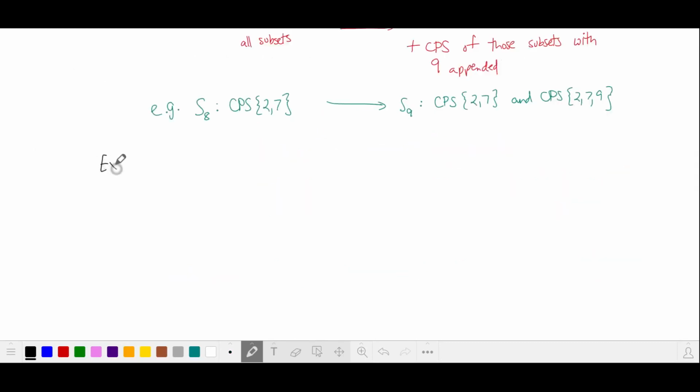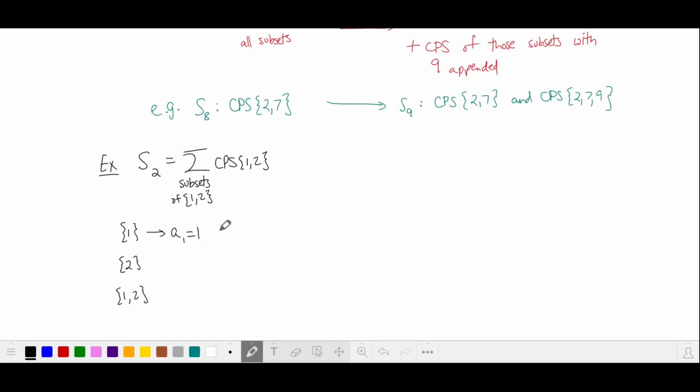Let's look at an easier example, and let's find S sub 2. This is going to be the sum over all the subsets of 1, 2 of the complex power sums. The subsets of 1, 2 are {1}, {2}, and {1, 2}. The complex power sum for the first subset has a sub 1 equal to 1, so this is just i. For the second subset, a sub 1 is equal to 2, so the complex power sum is 2i.